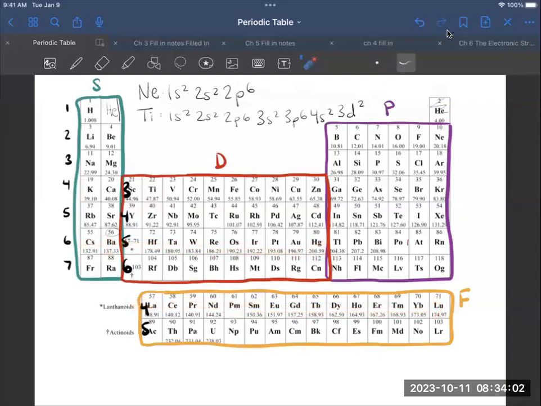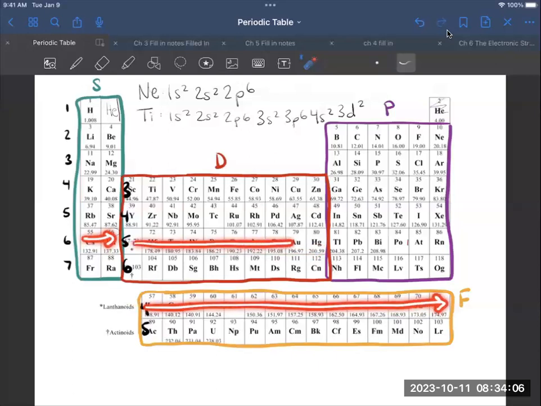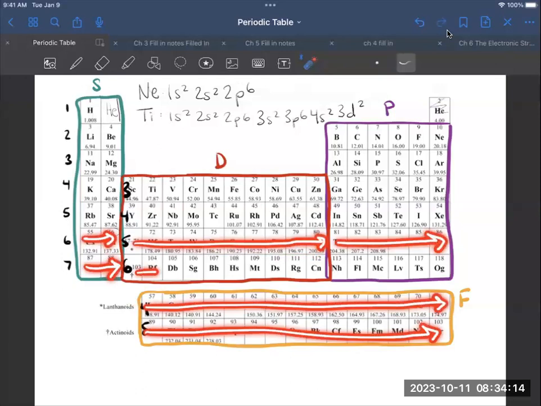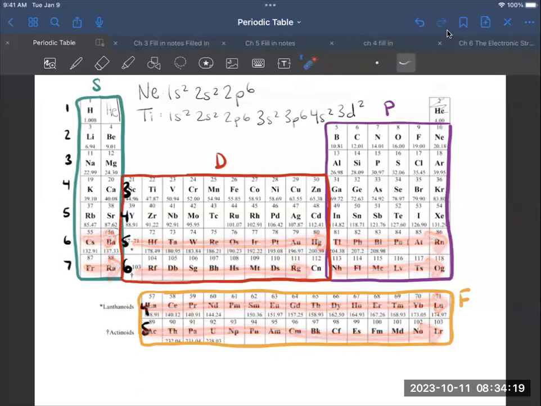So the pattern goes 6s, 4f, 5d, 6p, 7s, 5f, 6d, and then you finally end at 7p. And this is the very end of the periodic table. So just keep in mind that at the space you jump down.